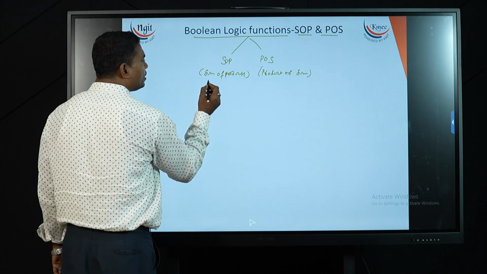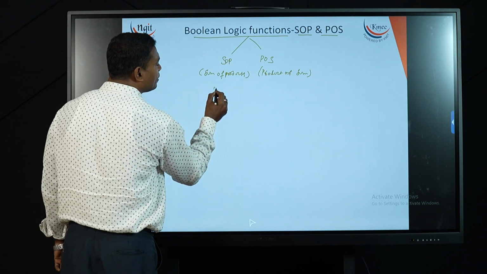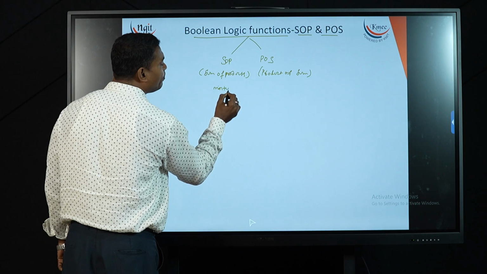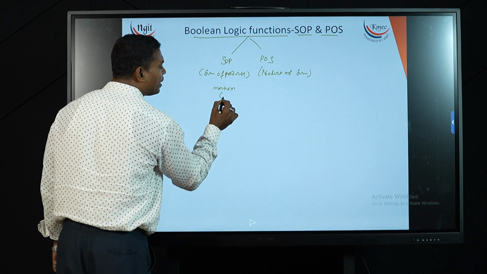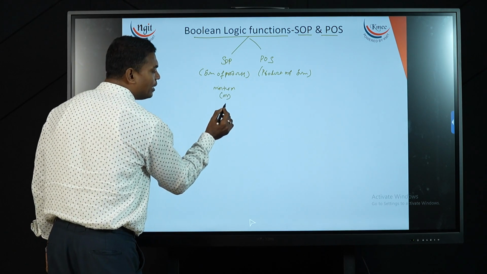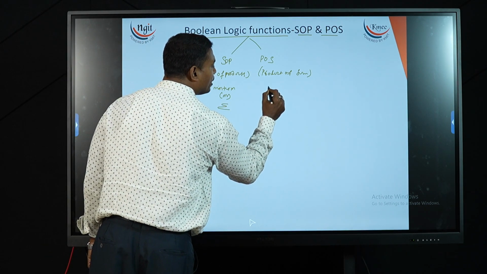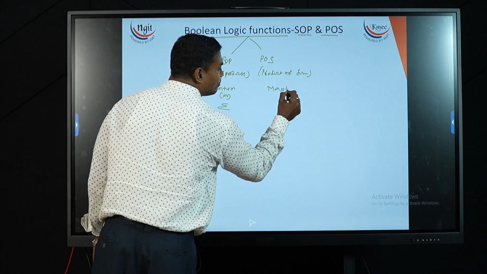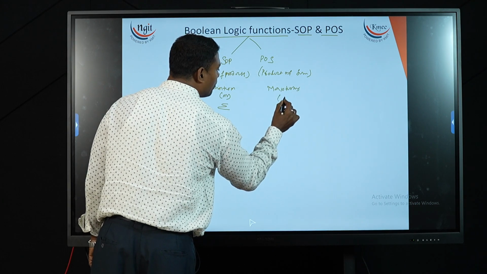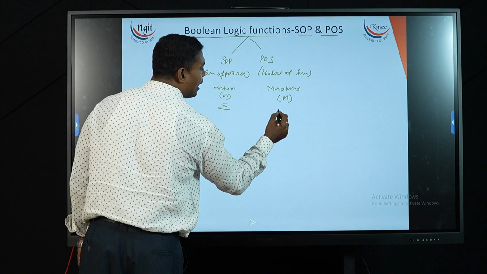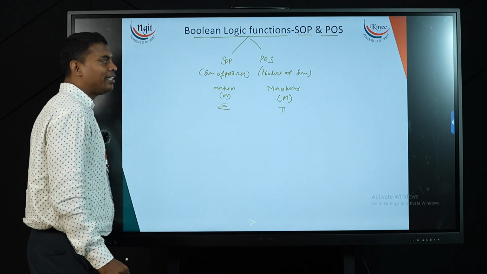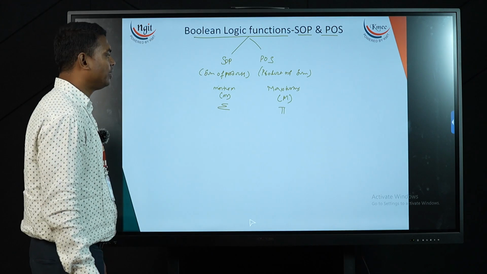Now, sum of products is represented with min terms, which are represented using a small m, and it is also represented using summation. Whereas product of sums is represented using max terms, which is represented using a capital M, and pi is the symbol used for representing that.